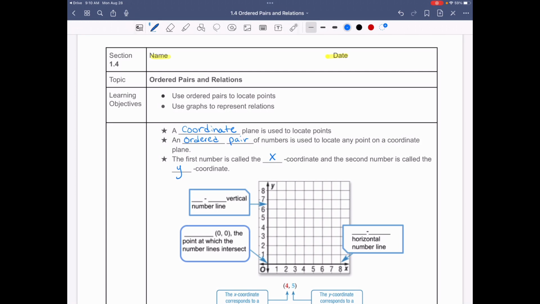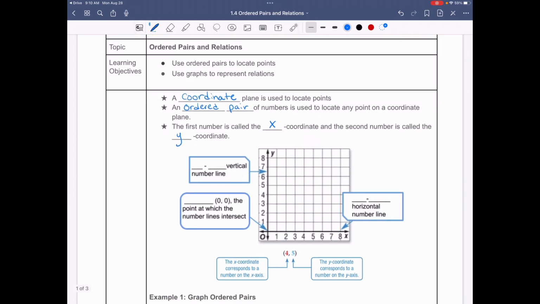If you've ever played Battleship, this will be familiar, except instead of using letters and numbers, we use numbers for both directions. So let's look at this diagram and fill it in. The y-axis is the vertical number line, which means that the x-axis is the horizontal number line. The origin is the point 0, 0, and it's the point at which the number lines intersect. So where the x and y-axis intersect, that's the origin.